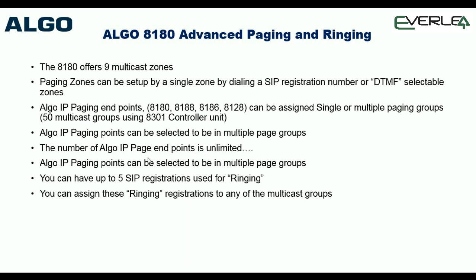Now, all through at the moment, I've just been talking about basically a ringer and using it in a ring environment, or paging and some basic paging groups. If you use the 8301, which is a controller unit, that can expand you to 50 multicast units. Okay, now on a large site, a controller is the way to go. The controller also has scheduled announcements, etc.